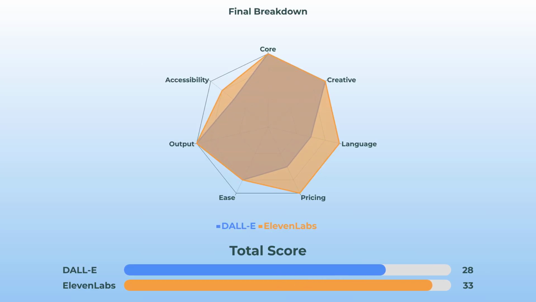All right, let's visualize where these two really shine. The radar chart shows ElevenLabs takes a lead in language support, pricing, and accessibility, while DALL-E absolutely rules at image generation and matches ElevenLabs for creativity and overall quality.